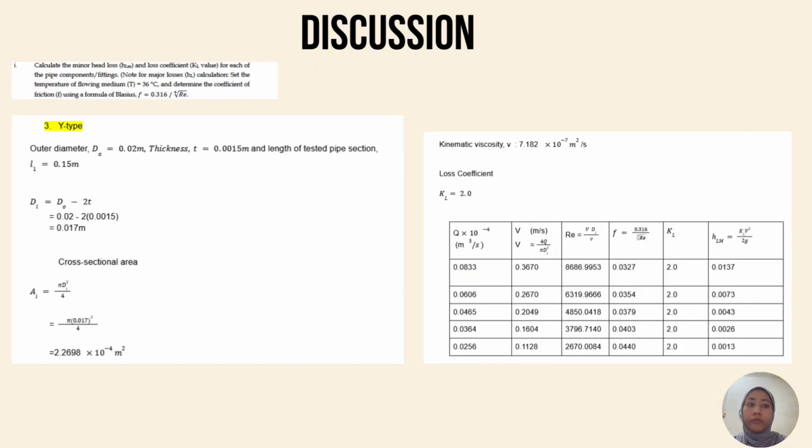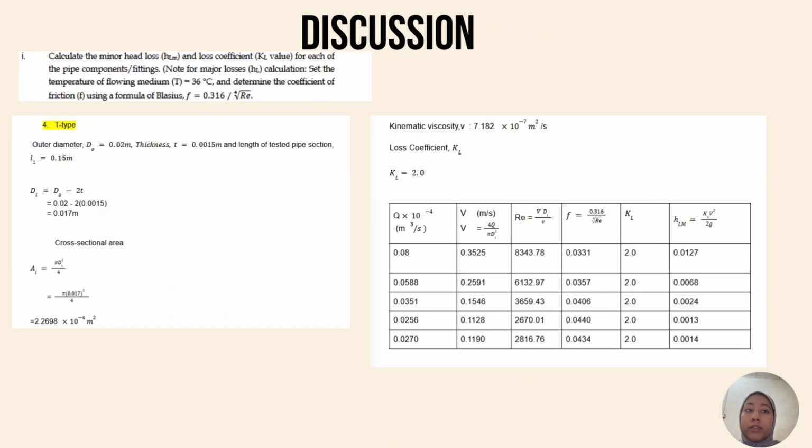And for Y-type, we will find the D, which is 0.017 meter, and the cross-sectional area, which is 2.2698 times 10 to the power of negative 4, and the loss coefficient, which is 2.0, and find the head loss for every flow rate. For T-type, we will find D equal to 0.017 meter and the cross-sectional area 2.2698 times 10 to the power of negative 4 meter square, and the KL is 2.0, and the head loss HLM for every flow rate we will calculate.